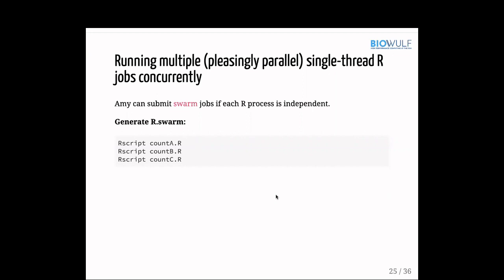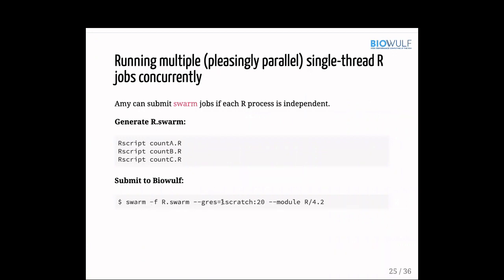So Amy can submit the Swarm job if each of those jobs is independent of each other, right? This is an example. I think one of us already asked the question of how to submit. This is a template, where each line represents one subjob. And in this case, when you submit with Swarm, it will generate 3 subjobs for you.